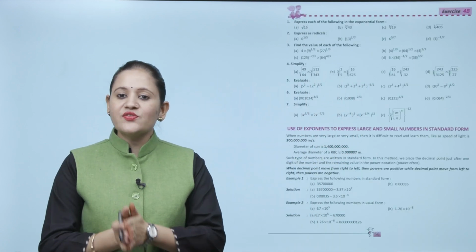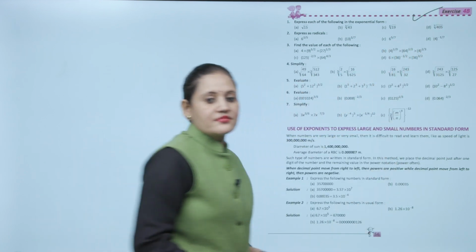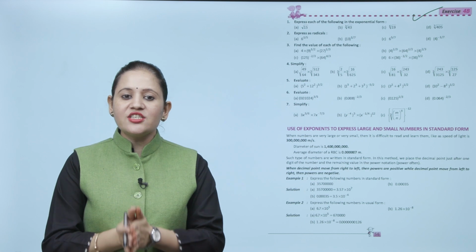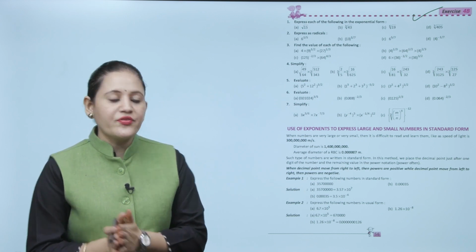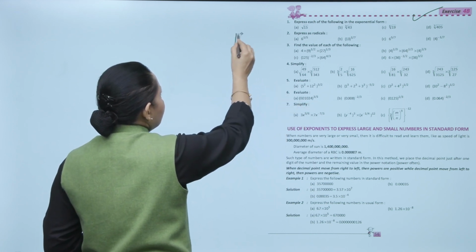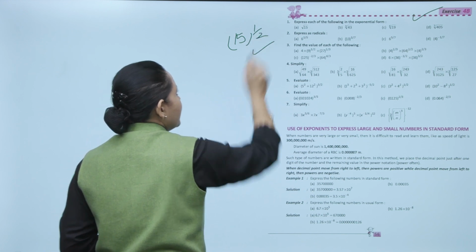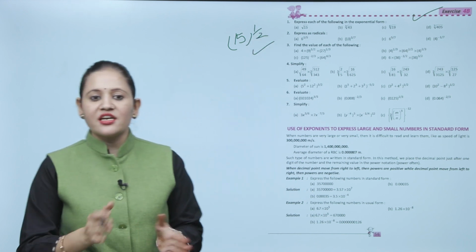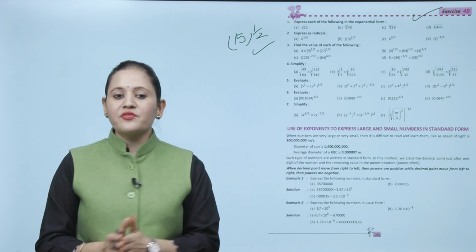Next is exercise 4b. Express each of the following in the exponential form. First is root 15. So root 15 we can write as 15 to the power 1 by 2. Removing the root, the power becomes 1 by 2. So this way we can write root 15 in exponential form. So you have to practice all the questions.